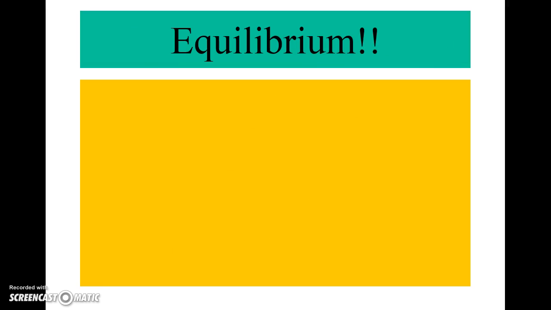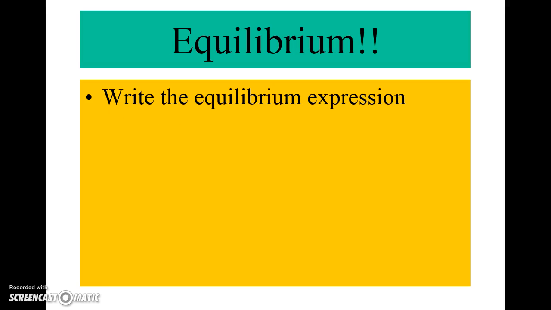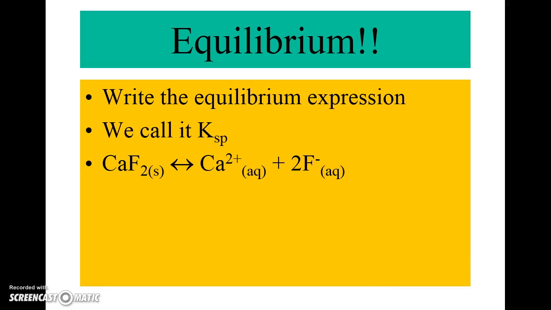So we've attained equilibrium. We're going to write the equilibrium expression. We're going to call it KSP, and the SP stands for solubility product. Our equation is calcium fluoride, which yields calcium ions plus fluoride ions. So our KSP is just like we've learned with any other K expression: it's equal to products, which is Ca2+, and then F-, and that's going to be squared because of this 2 here.